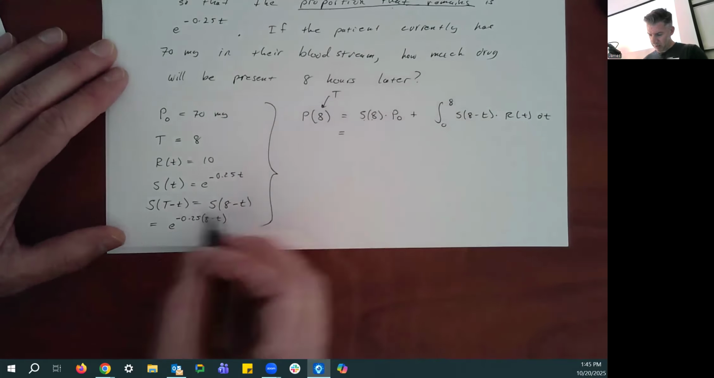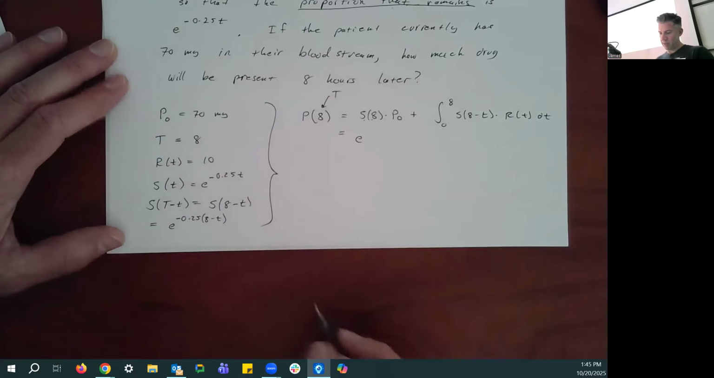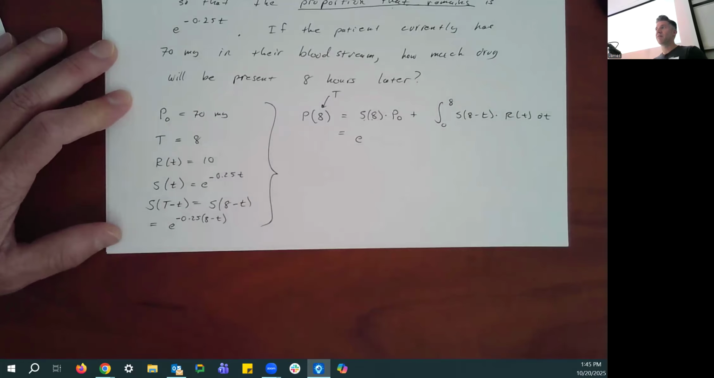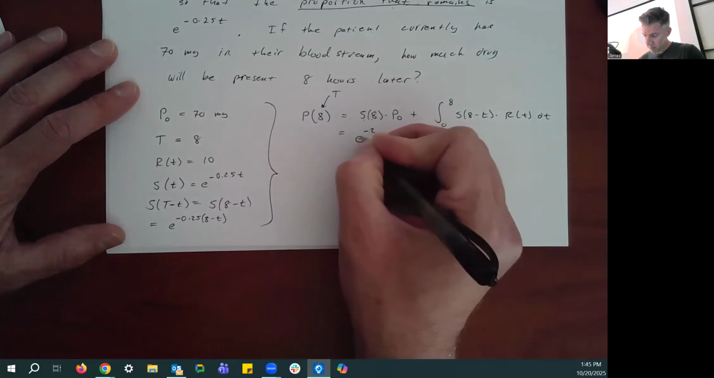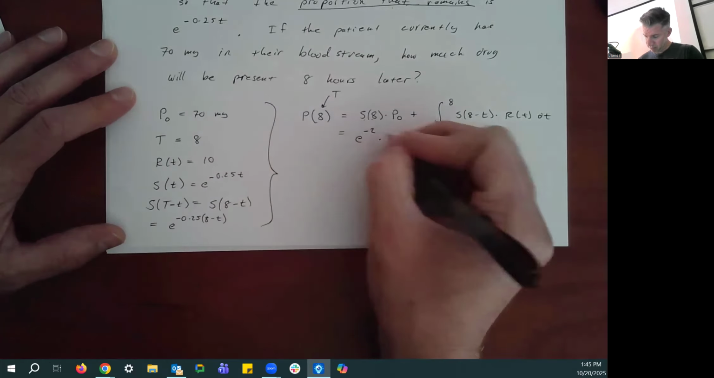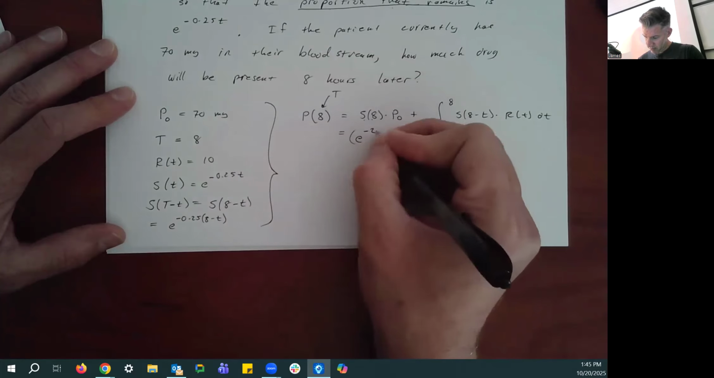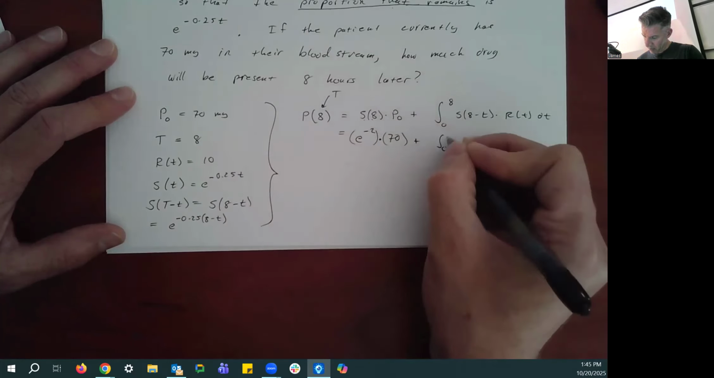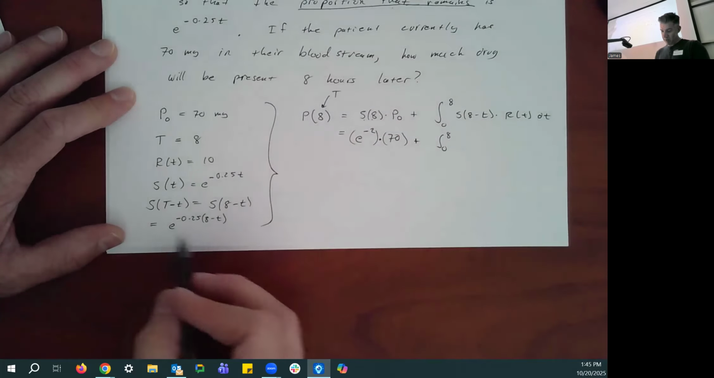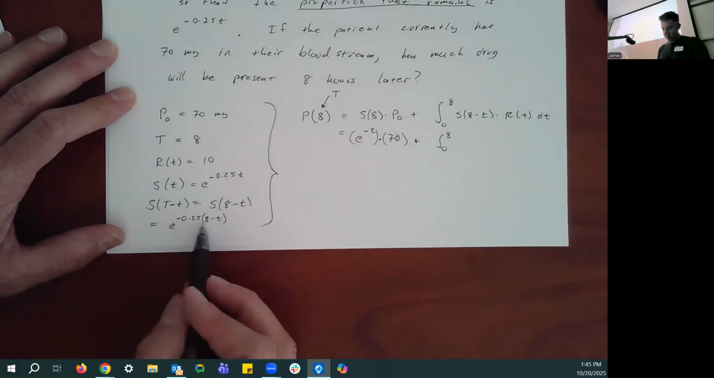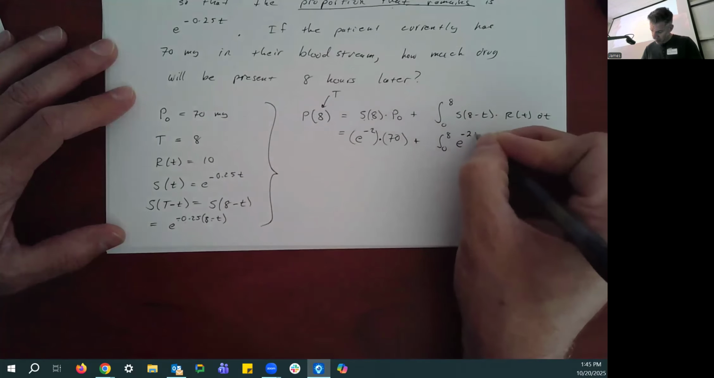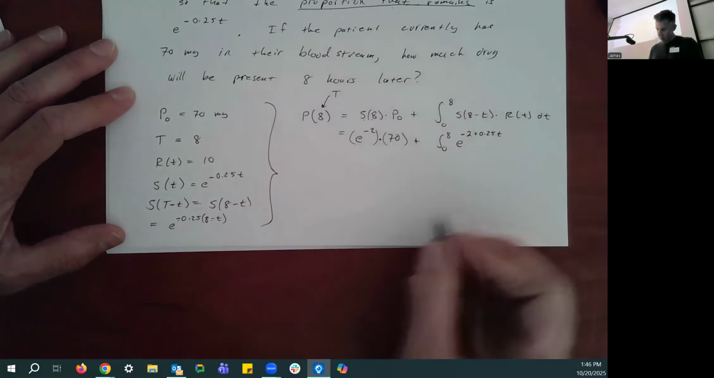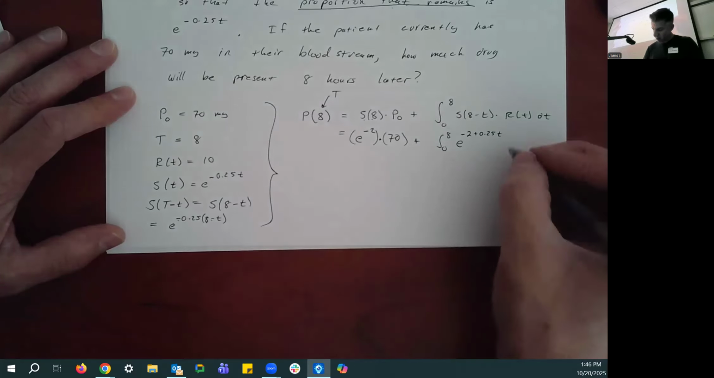So S of 8 is going to be e to the, let's be smart about this, 0.25 times 8, 1/4 times 8 is 2. So that's going to be e to the negative 2. My P naught is a 70 plus the integral from 0 to 8 of this thing here. Let's multiply that as well. Negative 0.25 times 8 is negative 2. And negative 0.25 times negative t is positive 0.25t. So I'm going to get e to the negative 2 plus 0.25t. And then my R of t is just 10.